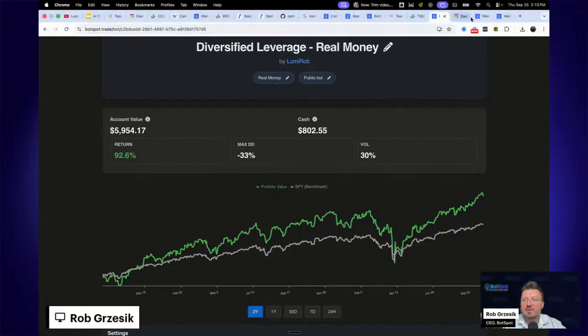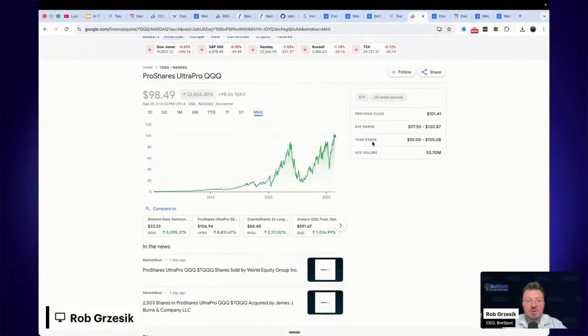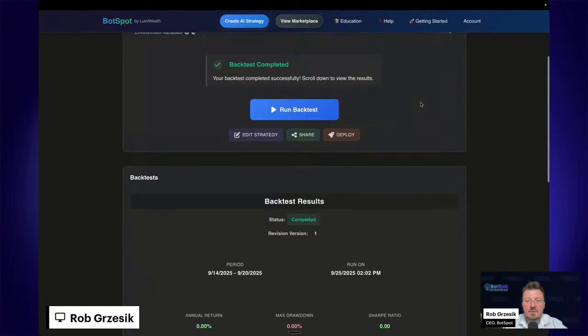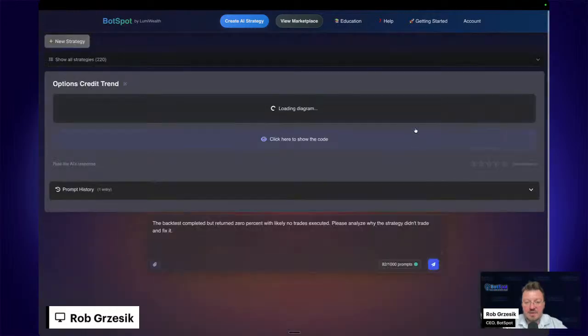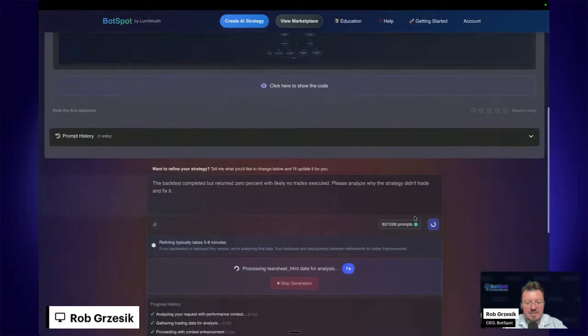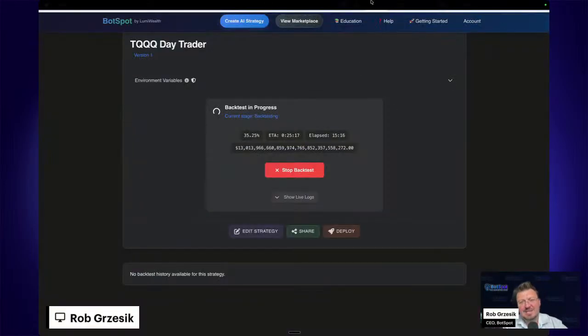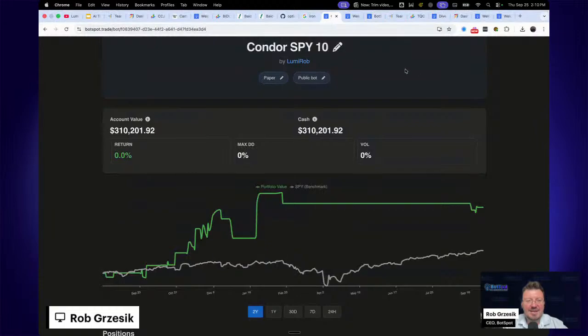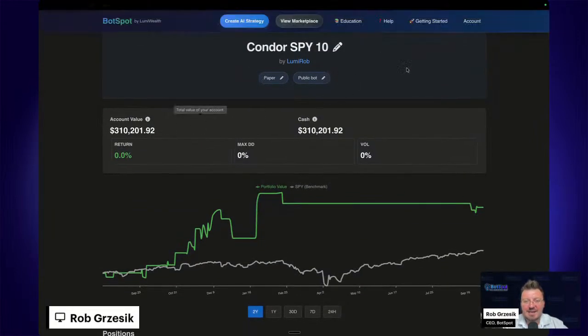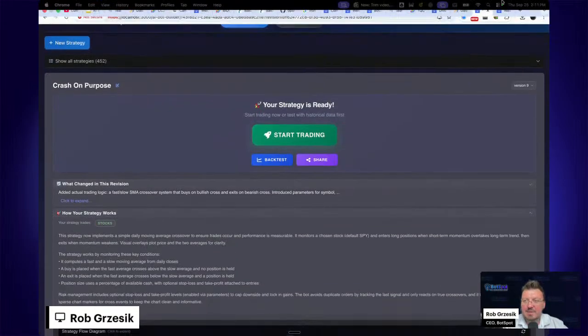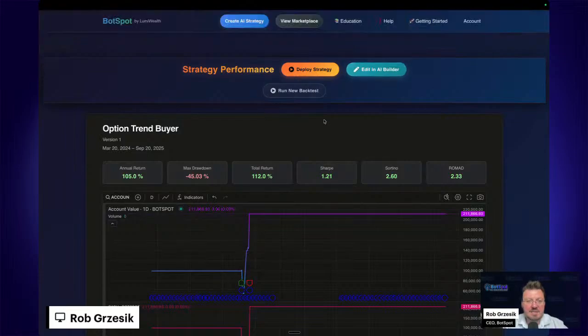This is our diversified leverage. This is our TQQQ bot. Where is it? Oh, there we go. We could actually fix this one. Boom. AI, do your magic. Fix it. Okay. And then this one's at some crazy number. That is not right. Where is our Condor Spy 10? I would love to make that. We'll figure out why our AI wasn't letting me do that, and we'll fix that one.